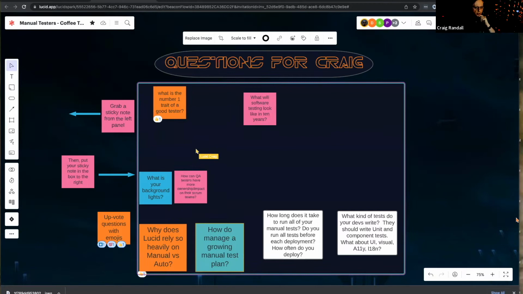Number one trait of a good tester, it's kind of a toss-up for me between creativity and curiosity.